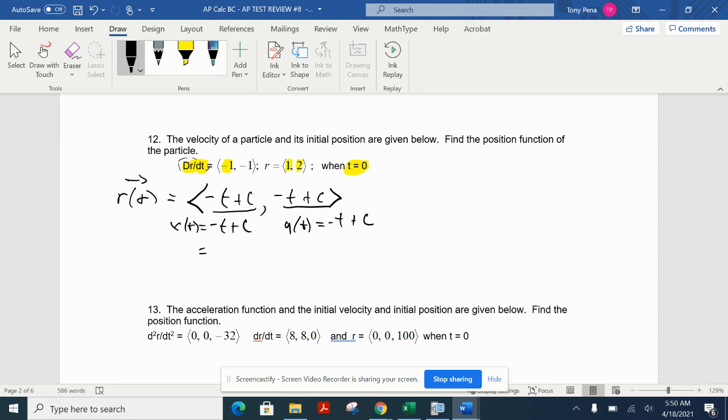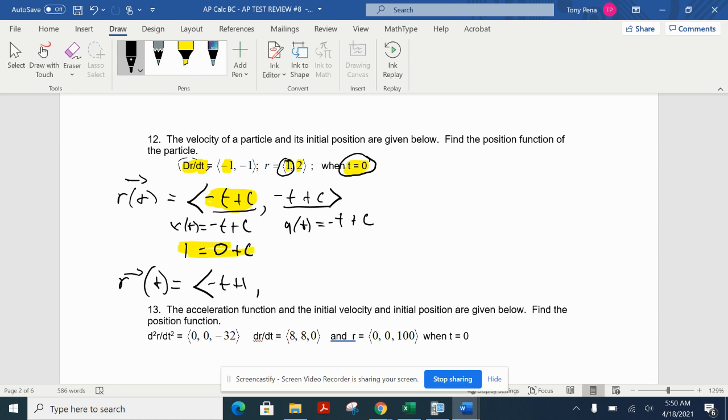To figure out what the c's are, at the time of 0, if I let this time here be a 0, we know that our x position is a 1. And then quickly we see that our c is going to be a 1 for our x position. So we can get ready to write our entire position, because what I've just found is in this x position right here, that c ended up being a 1. So we would do -t plus 1. Now I know that's my x position for any time I want it.